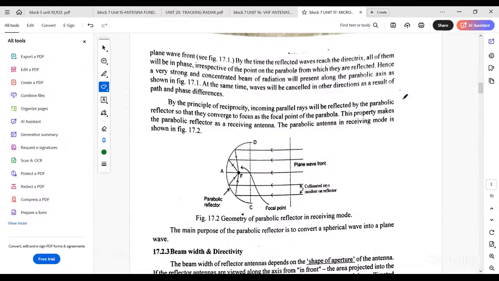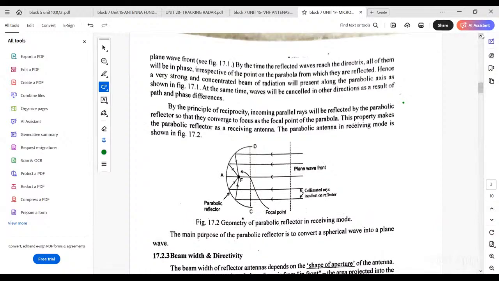Two types of patterns are formed. Near the focus, whatever pattern is forming is the primary pattern. After reflection, it is forming the secondary pattern. That is explained in this paragraph: operation of the parabolic reflector.